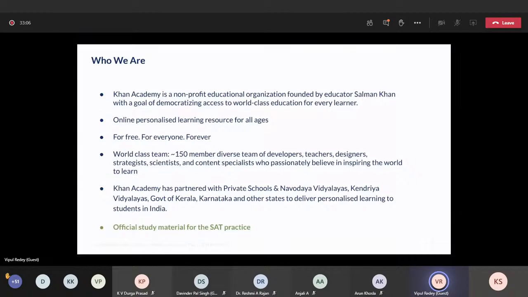predominantly serving government schools. That was the strata that we chose because that was where we felt we could really make a difference, given the very unique characteristics of really high quality content with no cost associated with it. That was a strata that we felt would be able to benefit the most from it.